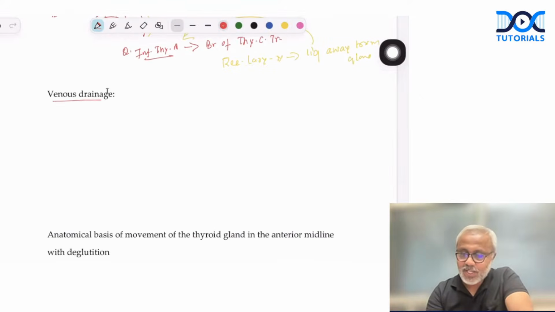Remember, venous drainage again is very peculiar. We'll draw the outline of the thyroid again.